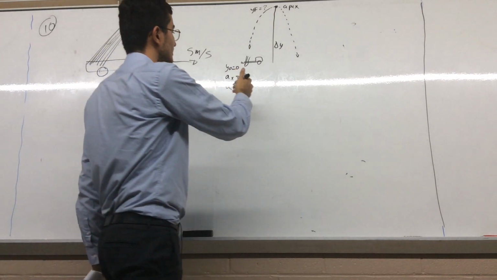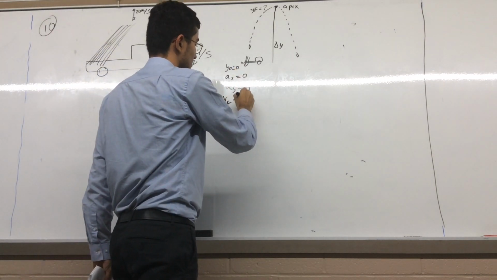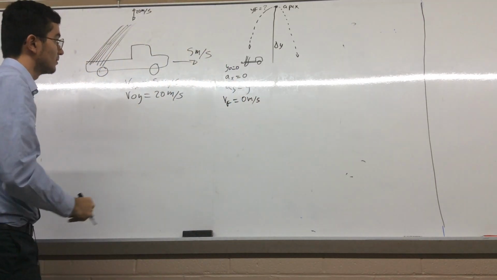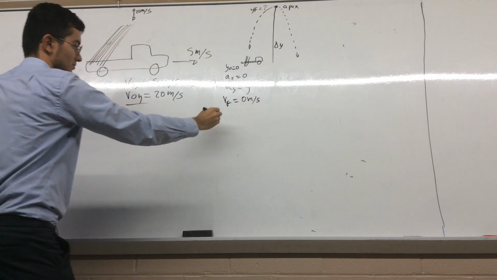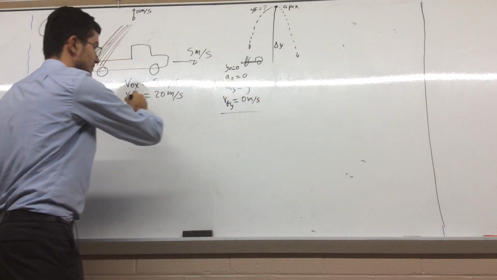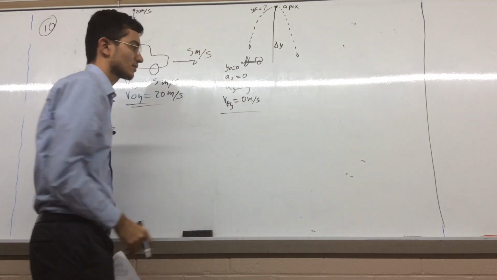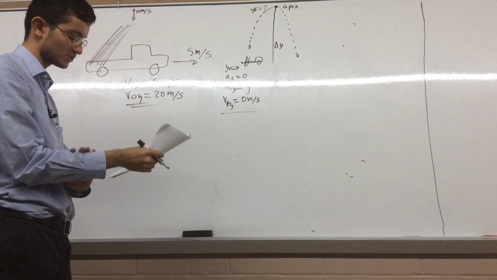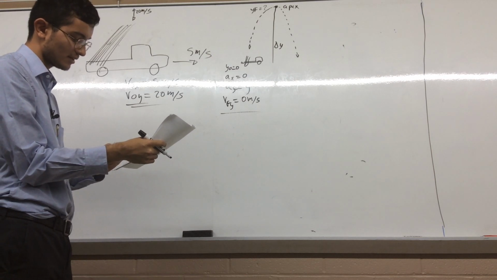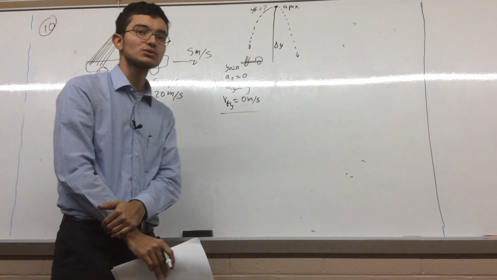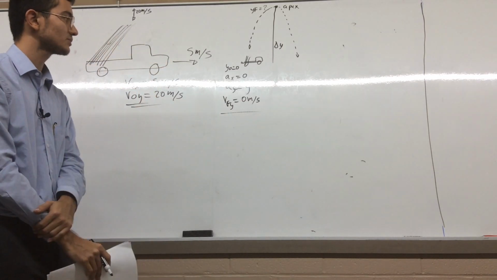Okay, so we know that v final will be 0 meters per second. And we have v0, which is 20 meters per second in the y direction. So we have v final, v0, we have g. We need what? We need time, right? Because we're trying to find how high it goes, but we don't know the time. We could do that, but there is an easier way to do this.